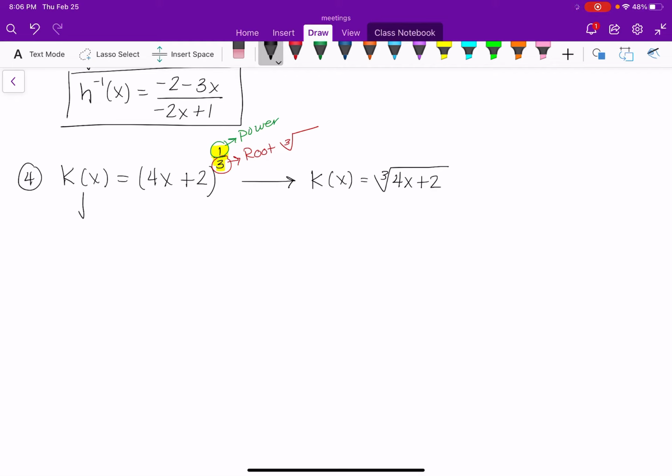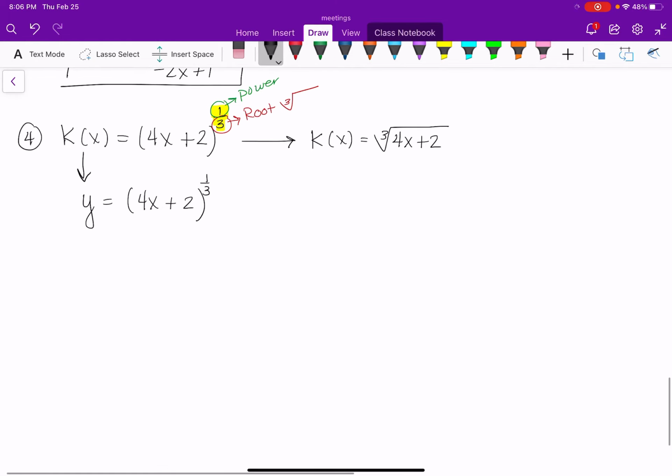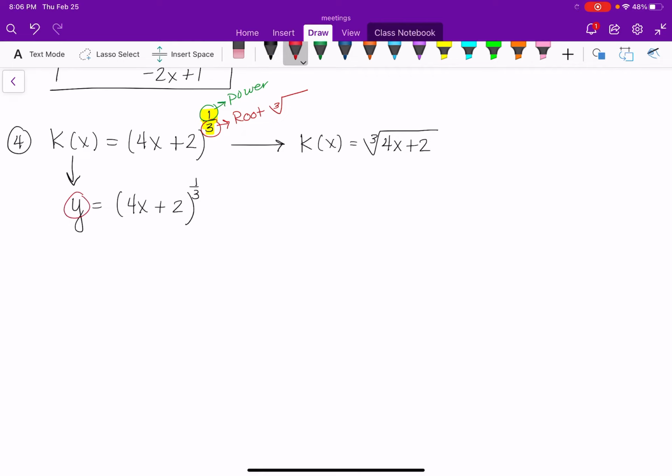Now again, I'm going to start off with my first step, which is to take that k of x and change it to a y. I'm going to keep it as that 1/3. Again, if you don't like that, you can change it over to a root. Okay, so now we're going to switch our y and our x here. So we're going to have x equals 4y plus 2, still raised to the 1/3.